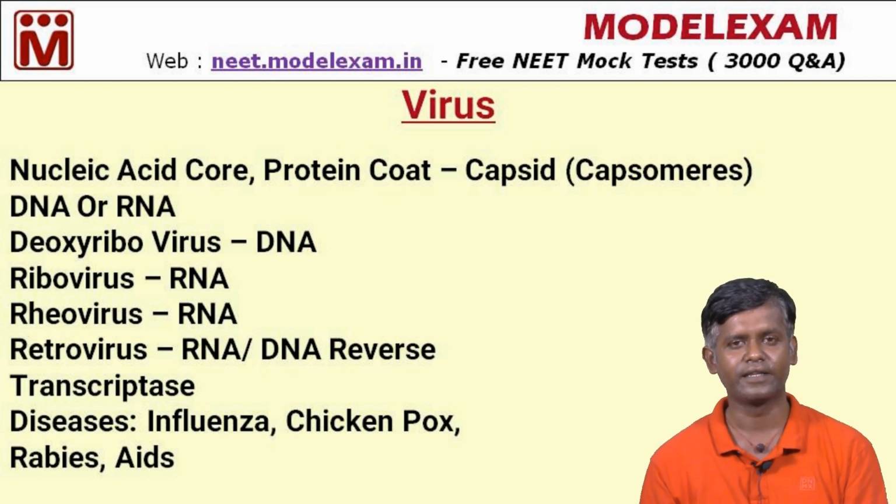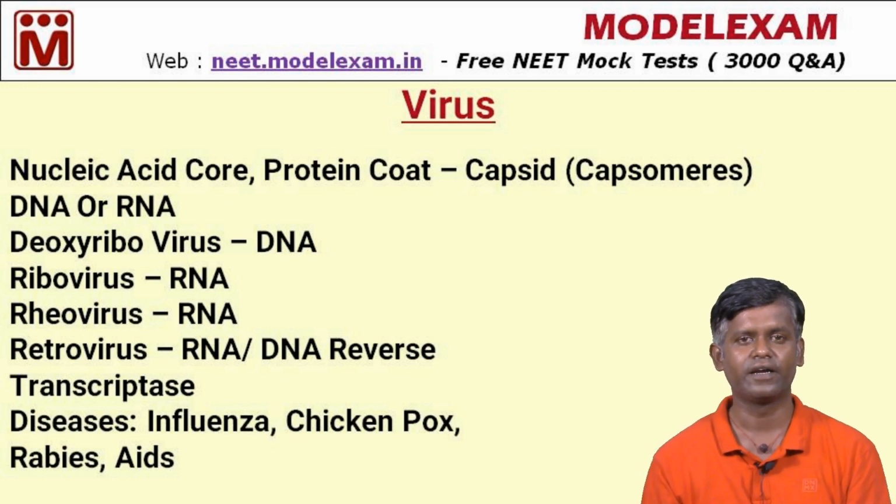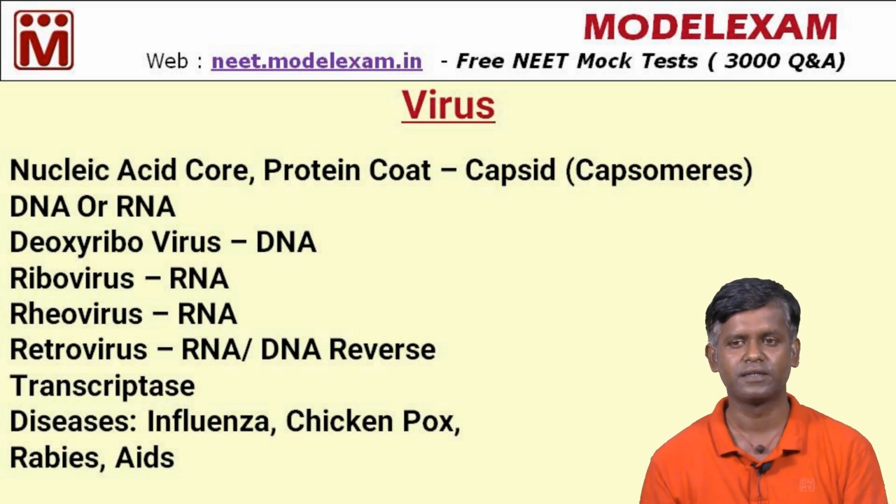Retrovirus can be either DNA or RNA. With the help of a reverse transcriptase, it can convert RNA to DNA. Some of the diseases caused by viruses include dengue, influenza, chickenpox, rabies and AIDS. The common cold which we get is because of the influenza virus.